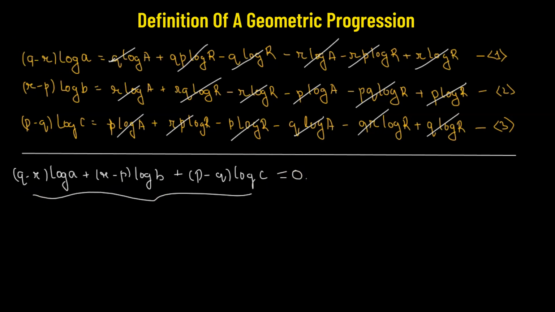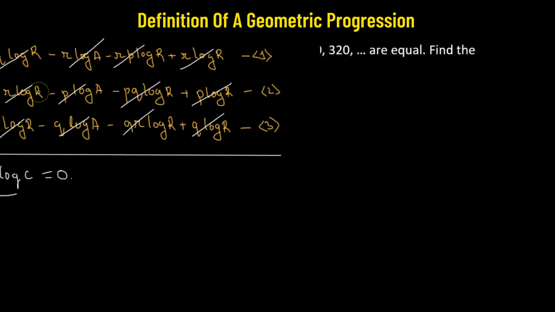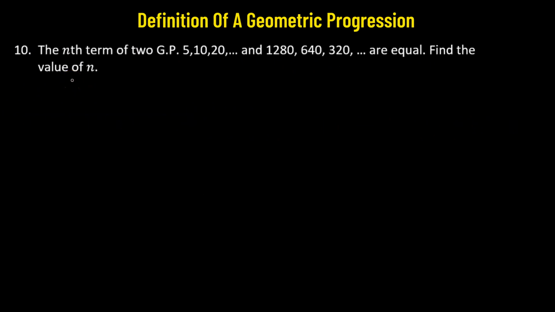Let's move on to the final problem. So here in this problem, it's given that the nth term of two GPs, 5, 10, 20 and 1280, 640, 320, these are equal. Then we need to find out the value of n. So let's begin. So here we will consider A to be the first term. So let A be the first term and R represents the common ratio.